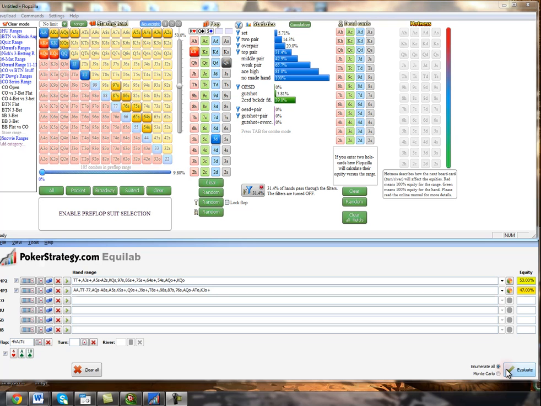And then for the bluffs, I would pretty much just bet everything that's 3 to a flush, which would be, it's actually really easy to do here, right?